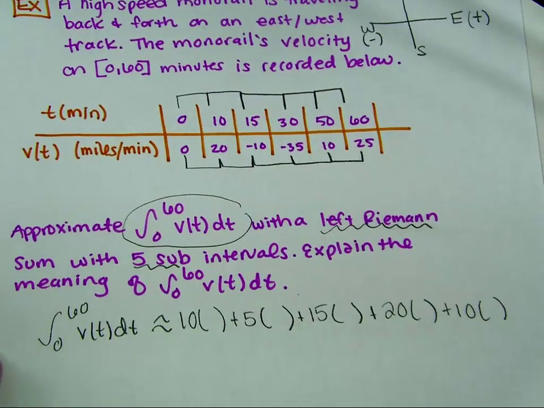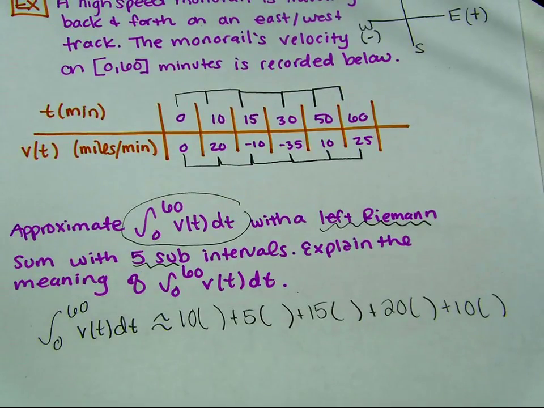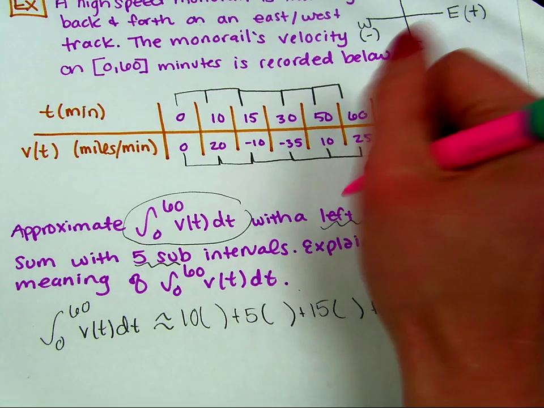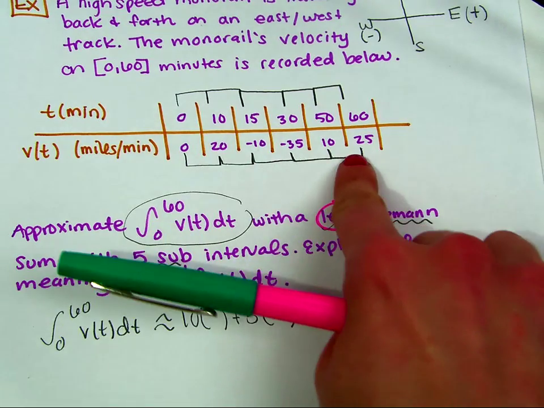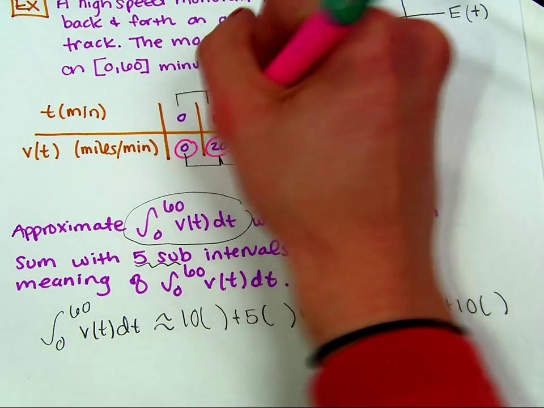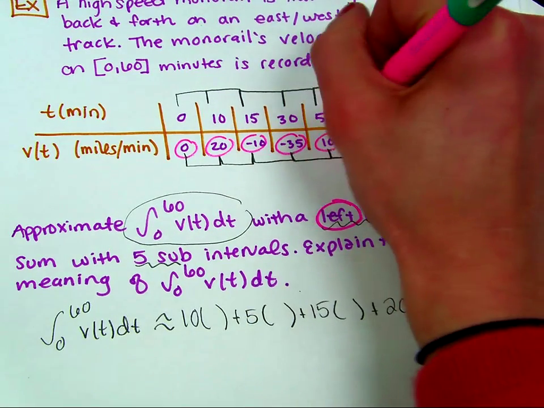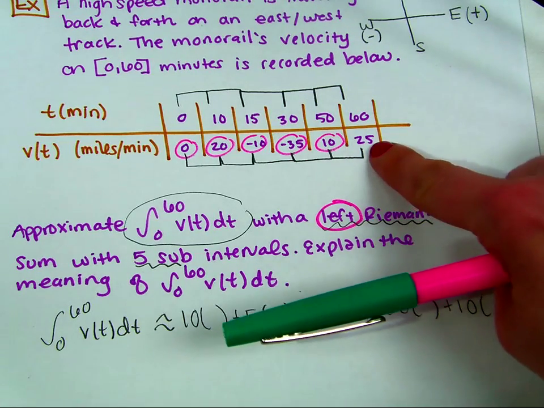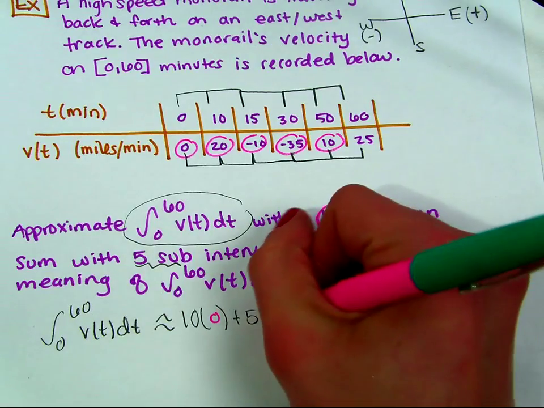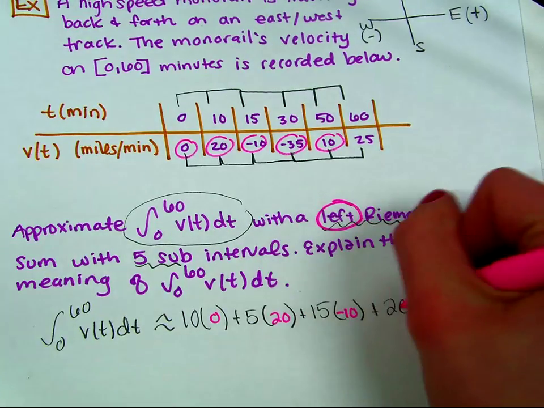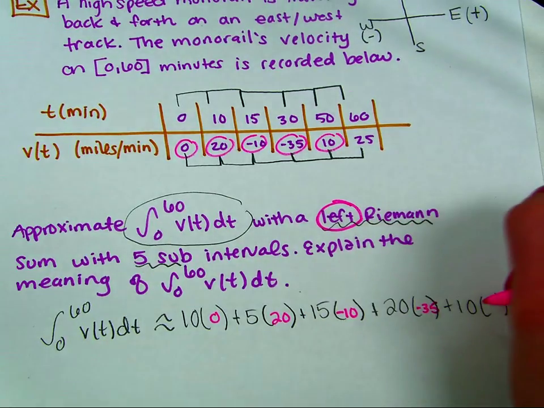All right, let's make sure you guys can see all that. Then we have to put in how tall each rectangle is. Since we're talking about a left Riemann sum, we're going to take all the numbers on the left of each of these boxes. So 0, 20, negative 10, negative 35, and 10. You really just leave the last one out on the right since it's a left Riemann sum. So we can put those numbers in: 0, 20, negative 10, negative 35, and 10.